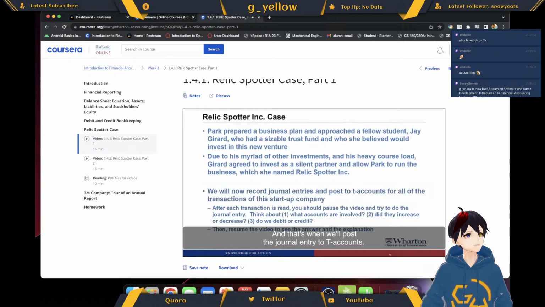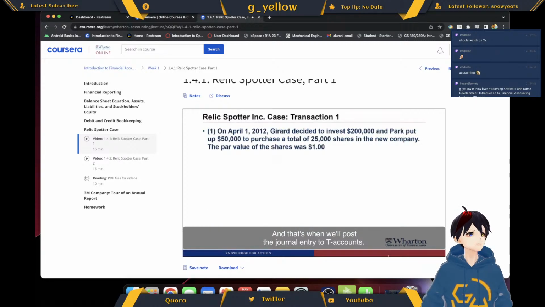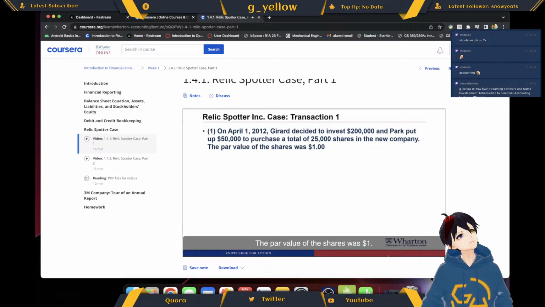First transaction. On April 1st, 2012, Gerard decided to invest $200,000, and Park put up $50,000 to purchase a total of 25,000 shares in the new company. The par value of the shares was $1.